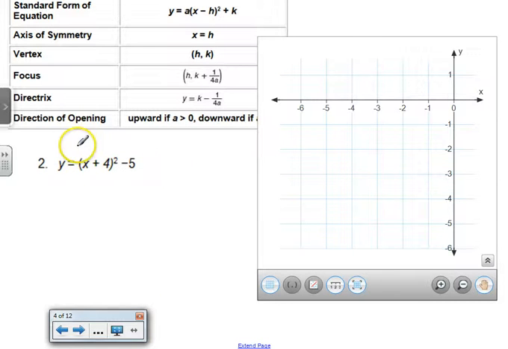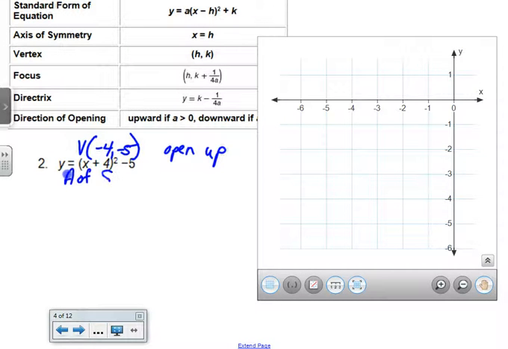So this next question, the vertex, of course, is at the point (-4, -5). It is going to open up because the a value is a positive 1. What else do we have to do? Oh, axis of symmetry is x equals -4. And of course, we're going to graph this so we can see what's going on. So (-4, -5).